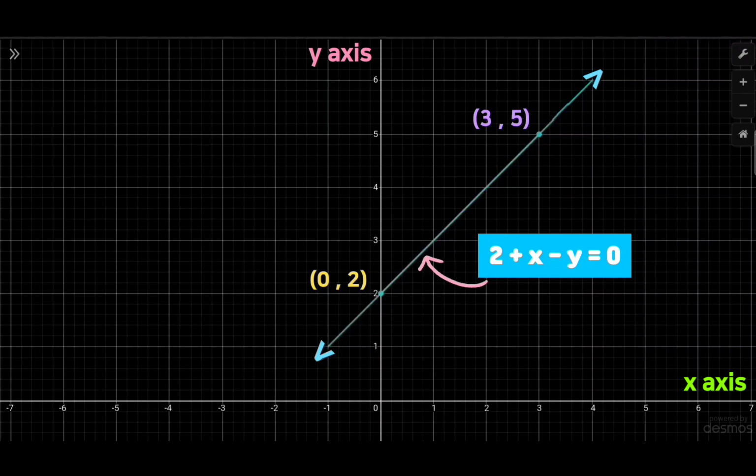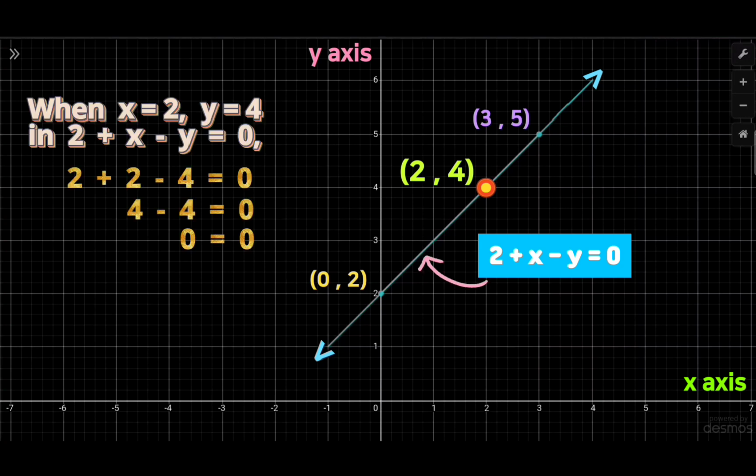What else does this graph tell us? Another important thing it tells us is that whichever point you pick on this line, it will be a solution to this equation. Now these 2 points are surely solutions of this linear equation. So let's take another random point, say this one, 2, 4. When x is 2 and y is 4, we see that the equation is satisfied. 2 plus 2 is 4 and then 4 minus 4 is 0. We get left hand side equals right hand side. So whichever point you take on this line, it will be a solution to our linear equation.